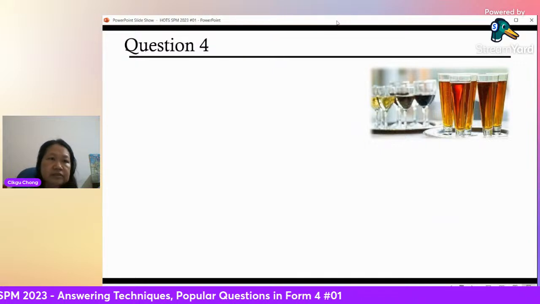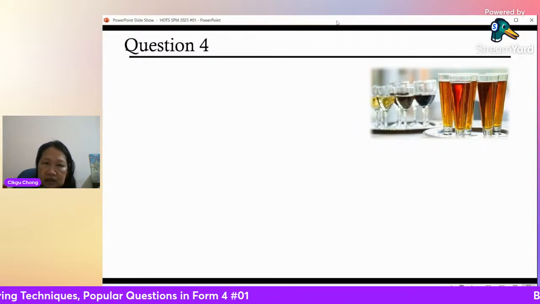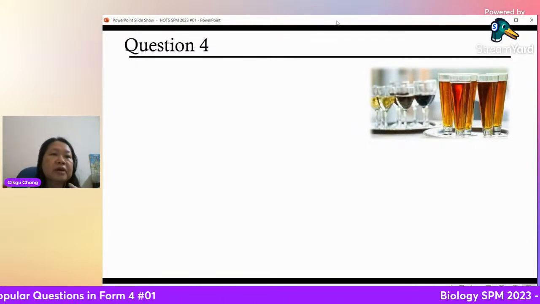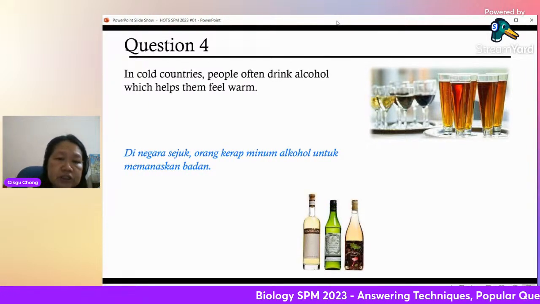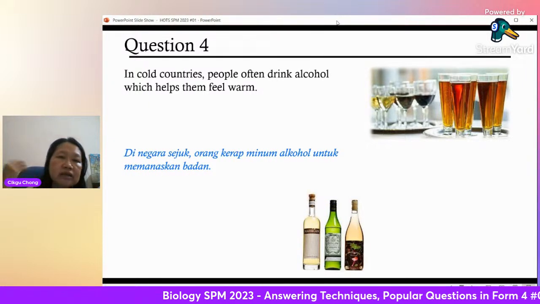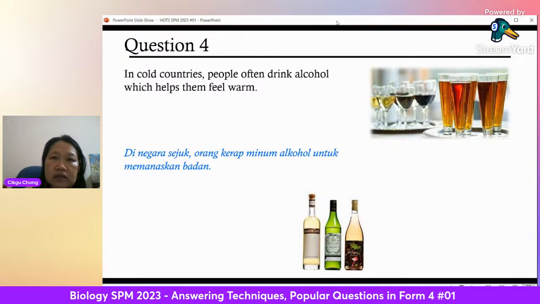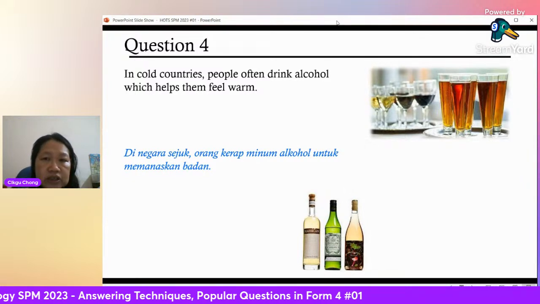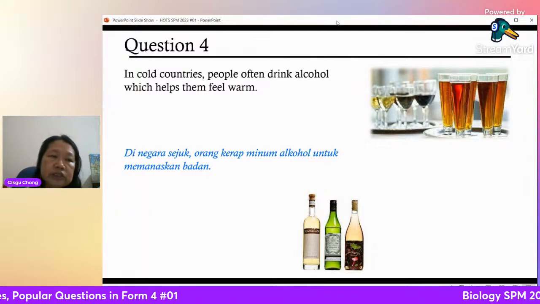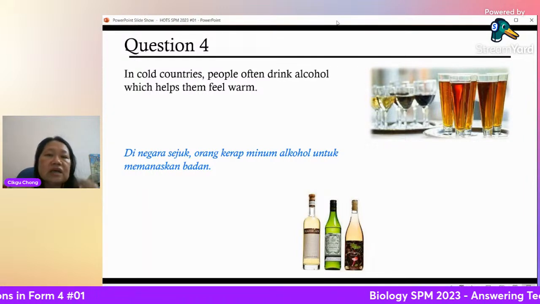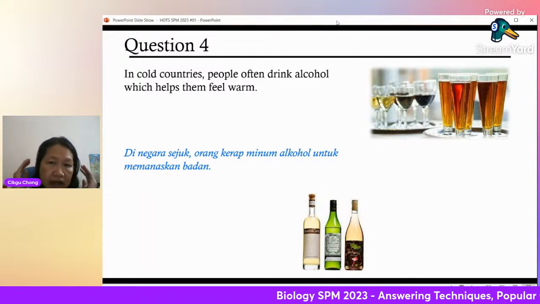I think last question. I think 4 questions. I know your time is very precious now, so I will keep it short. Look at this alcohol. In cold countries, like in the UK, the Americas, Spain or Italy, they like to drink wine. So in cold countries, people often drink alcohol, which helps them feel warm. This is the tanggapan, this is their idea.